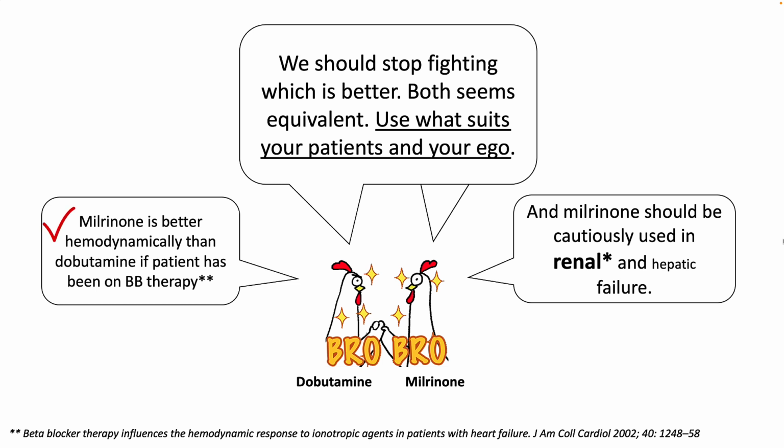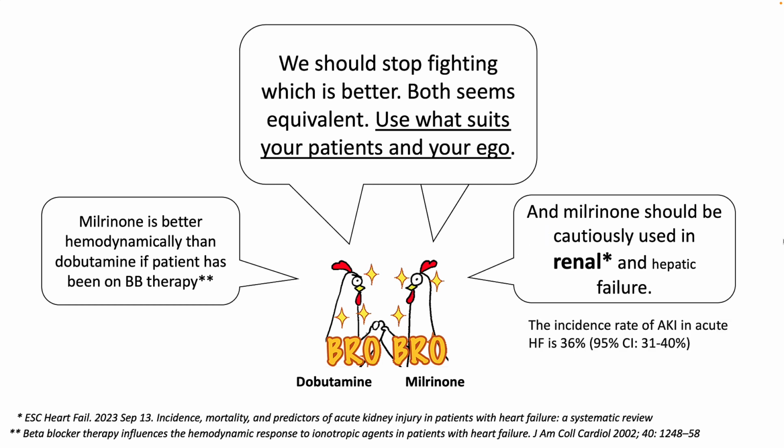Milrinone is better hemodynamically than dobutamine if the patient has been on beta blocker therapy, and milrinone should be used cautiously in renal failure patients. The incidence of AKI is up to 36%, so be cautious when you use milrinone in these patients. However, the dose of milrinone can be renally adjusted, so make sure you talk to your pharmacist.